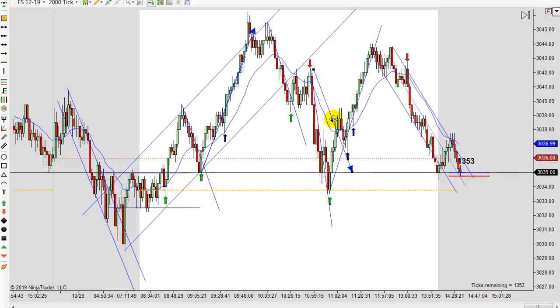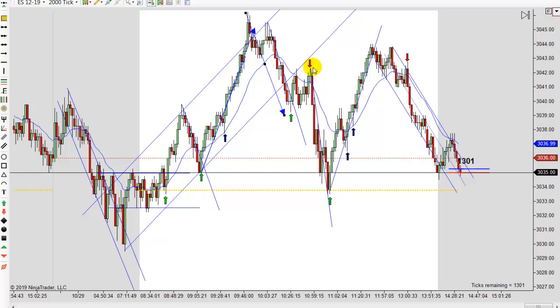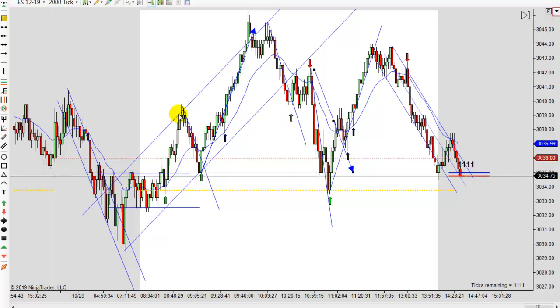Then coming down, I'd have measured this first leg. The reason I like this one is you see this little two-legged correction in the middle. That's usually the center of the pattern, and you measure from there. That gives you a measured move back down here to test this breakout. Notice we pushed through there and never tested that.